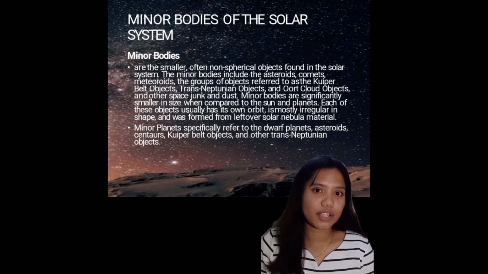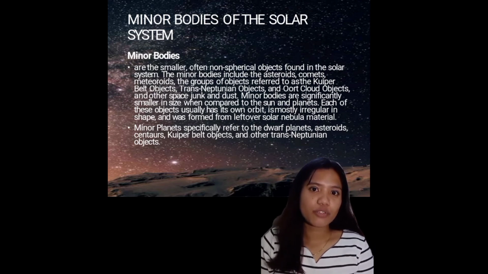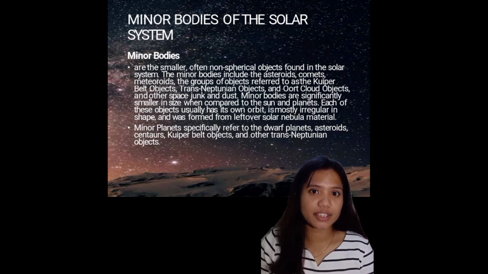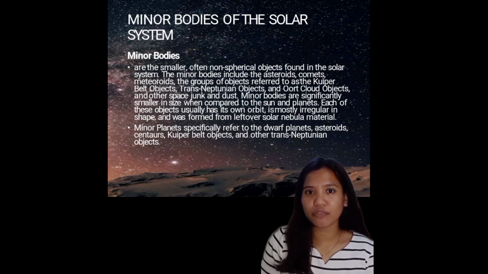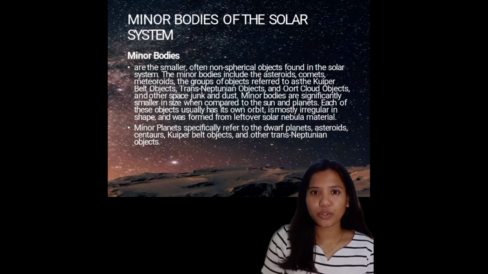Minor bodies are significantly smaller in size when compared to the Sun and planets. Each of these objects usually has its own orbit. It is most often irregular in shape and was formed from leftover solar nebula materials. Minor planets specifically refer to the dwarf planets, asteroids, centaurs, Kuiper Belt objects, and other trans-Neptunian objects.